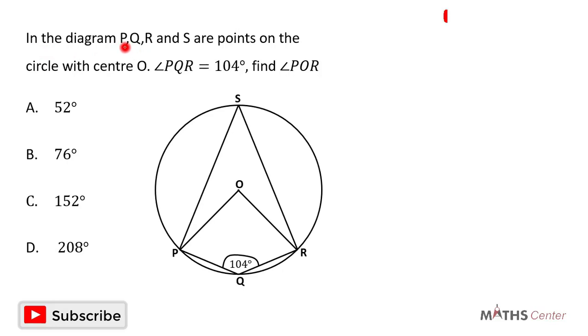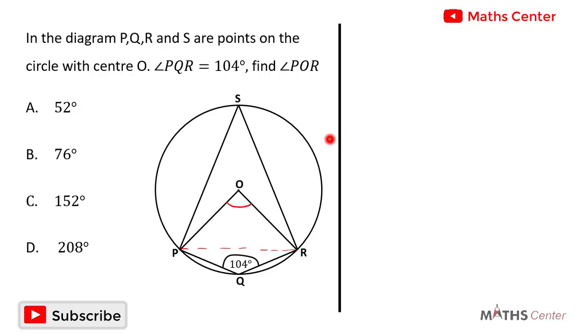In the diagram, P, Q, R, and X are points on the circle with center O. Angle PQR is equal to 104 degrees. Find angle POR. This is a multiple choice question, and so we will solve the question, and then after that we will pick the correct option. The question wants us to find angle POR, so we are looking for this angle here. Let's join point P to point R to get the chord PR.